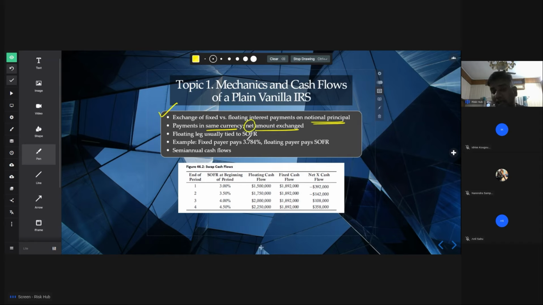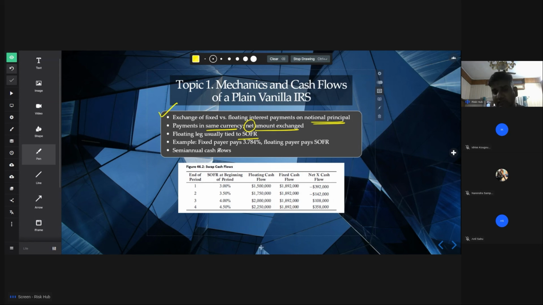The floating leg is usually tied to SOFR. Earlier it was tied to LIBOR. SOFR is the benchmark in the industry. We have already covered it in the interest rate chapter. SOFR is the Secured Overnight Financing Rate, which is the benchmark we use in the industry. So keep that in mind. LIBOR was the other benchmark, which is not used now.